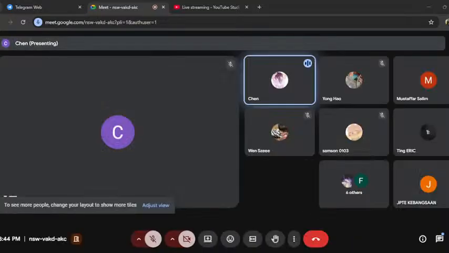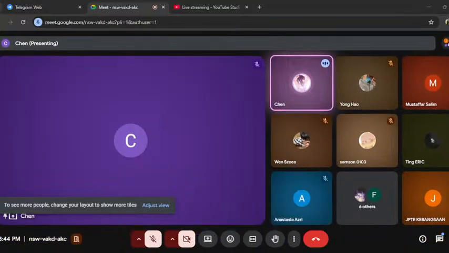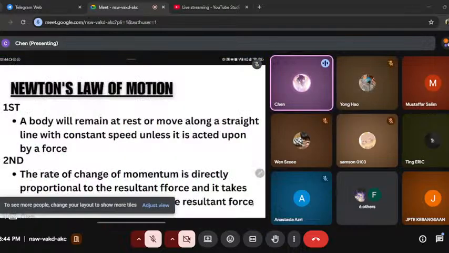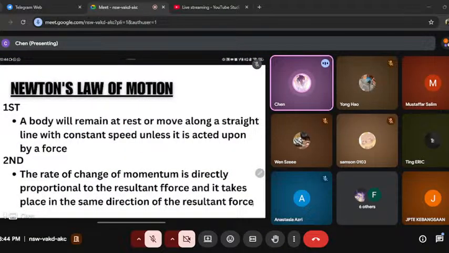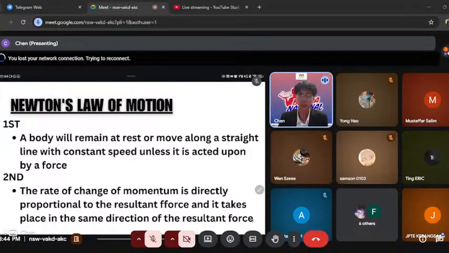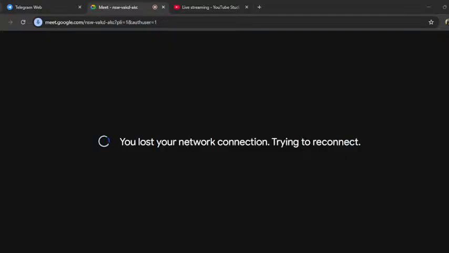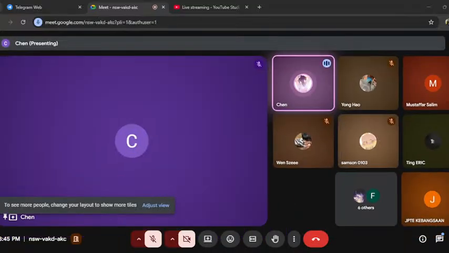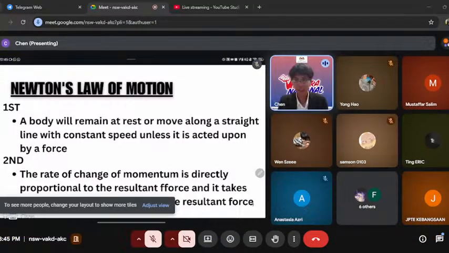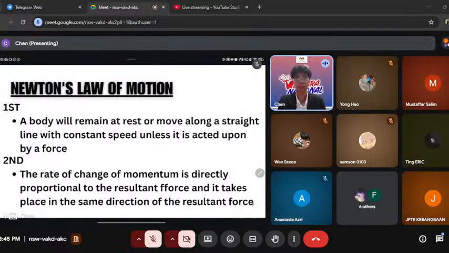First is Newton's law. Okay, right here is the definition. If you want the definition, you may want to screenshot it. There is a Google Drive right there. I don't think I can pin it, but I will send it once again. It will contain this slide as well. So if you guys want to use it as a reference, you may.